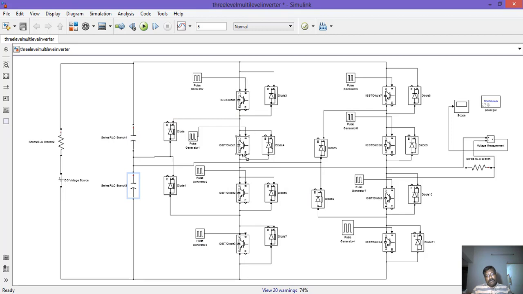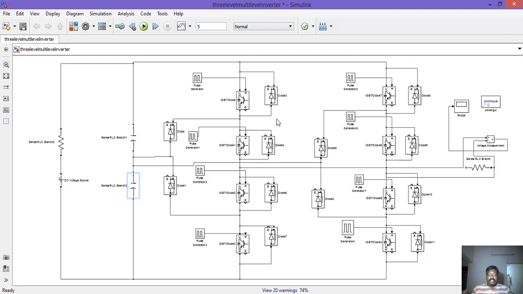Here we are having 4 IGBTs in each leg. This leg also consists of 4 IGBTs. Here diodes are connected. Here also diodes are connected across each IGBT. Then here 2 diodes are connected across the 2 center IGBTs. Similarly, 2 diodes are connected across the 2 center IGBTs.